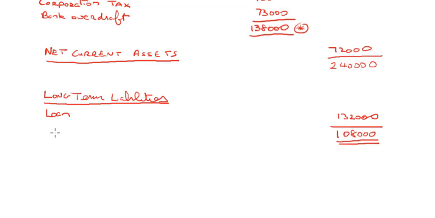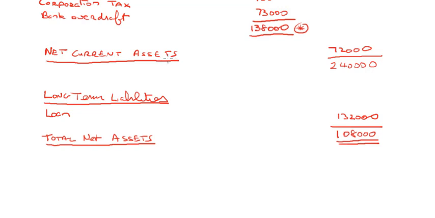Okay, so what do we call that 108? Well, we call it total net assets. So the total net assets are 108, and not to be confused with the net current assets of 72. So we've got to be familiar with the meaning of these two. Net current assets are just current assets minus current liabilities, and total net assets are total assets minus total liabilities.